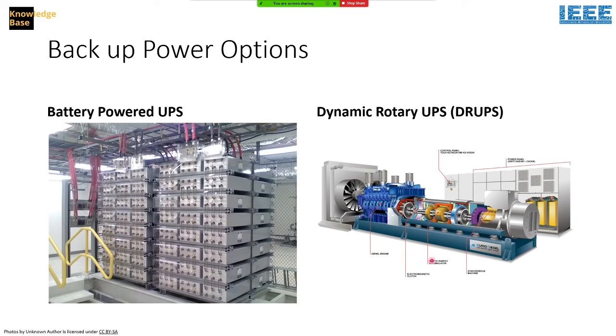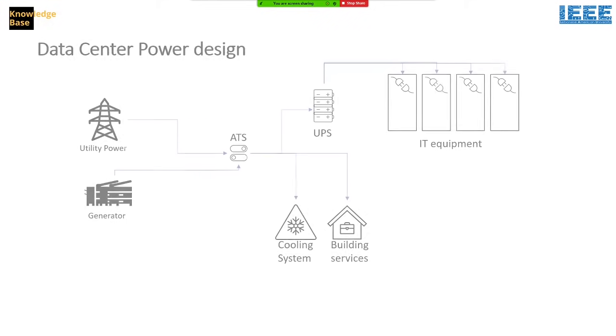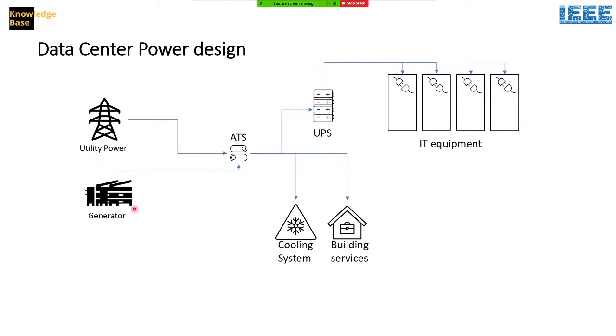And how is that? Usually a dynamic rotary UPS is always connected with a generator. So if you look at the previous slide, the generator will be the UPS. We will move it from here and we will link it to the generator.